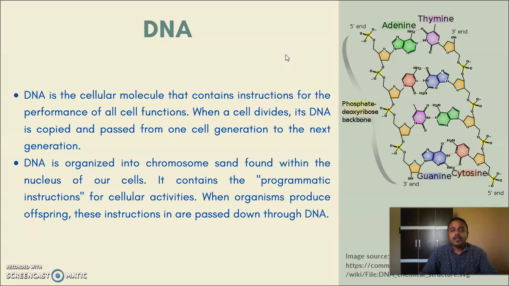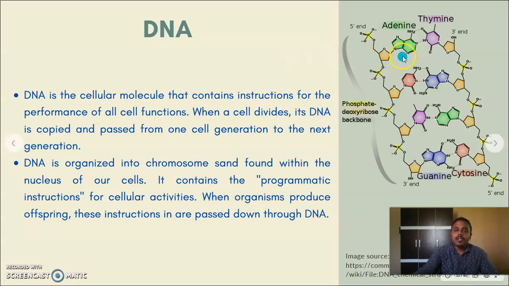DNA is the cellular molecule that contains the instructions for the performance of all cell functions. When a cell divides, its DNA is copied and passed from one cell generation to the next generation. DNA is organized into chromosomes and found within the nucleus of our cells. It contains the programmatic instructions for cellular activities. When organisms produce offspring, these instructions are passed down through the DNA.